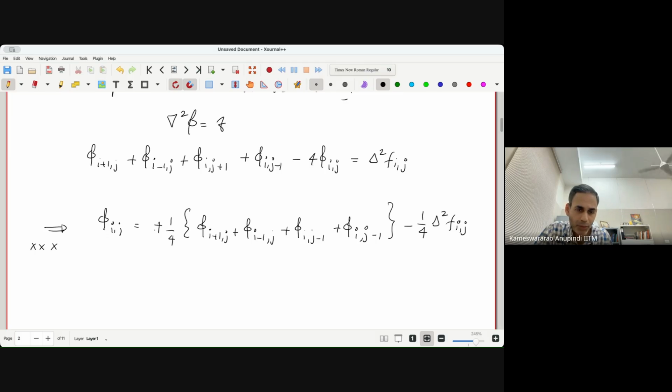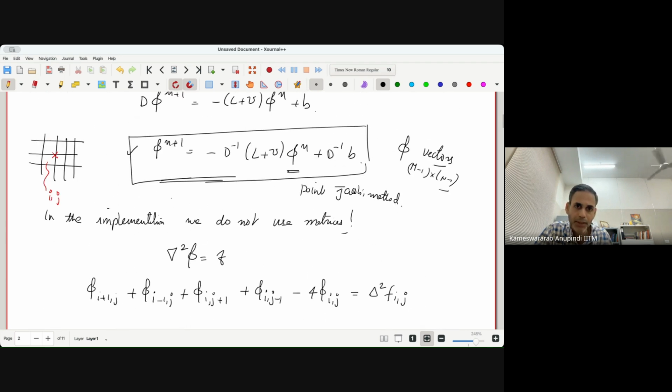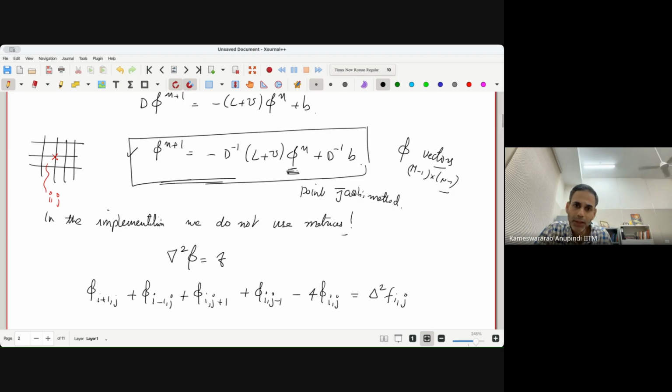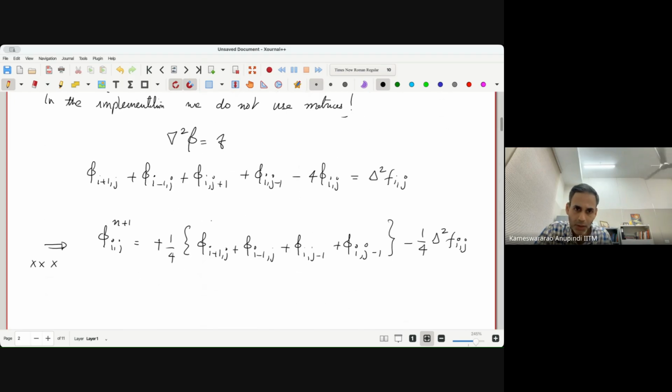So what does this mean? Of course, now because we are applying Jacobi method, I'm going to write this as n plus 1. Okay, that is n plus 1, and everything on the right hand side is at n. So these are all at time level n. Okay, and then minus del square Fij.